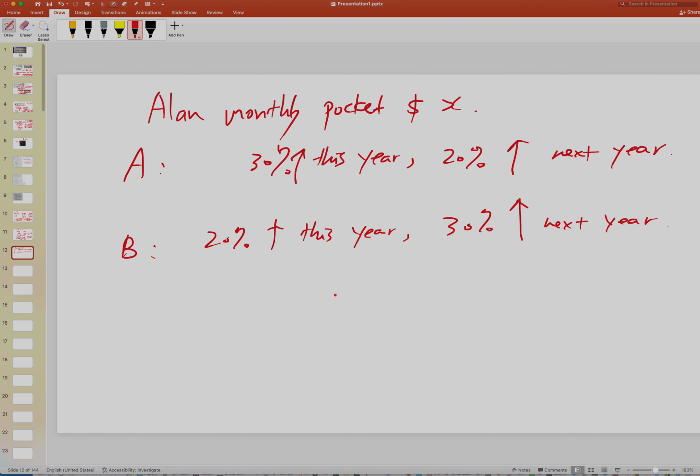A lot of students make a mistake. They say 30% this year, 20% next year, that means 50%, add up total. And the same thing with 20% this year, then 30% next year, add up 50% total. So wrong. You cannot add like this. I talked about the discount last time.